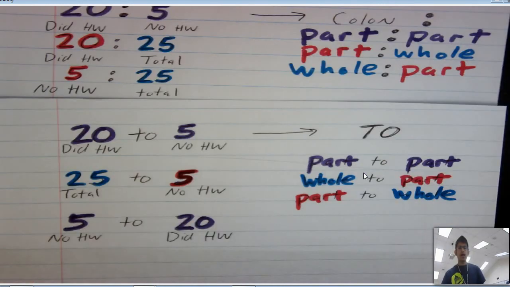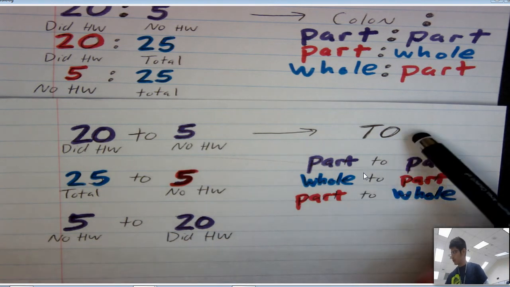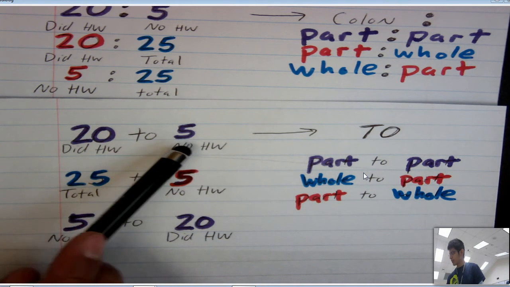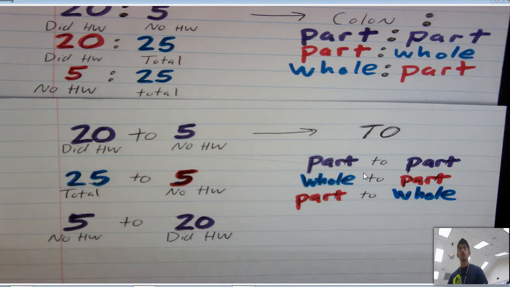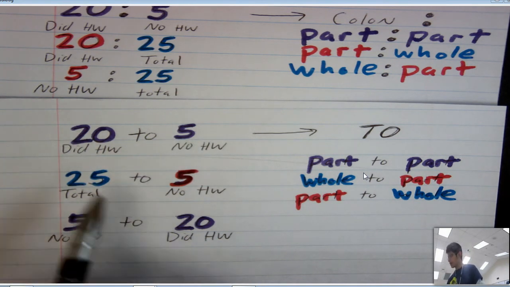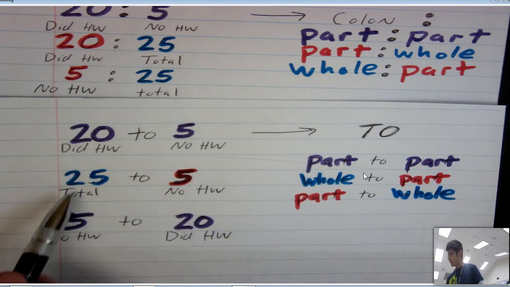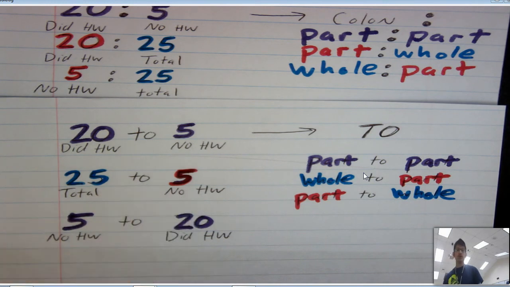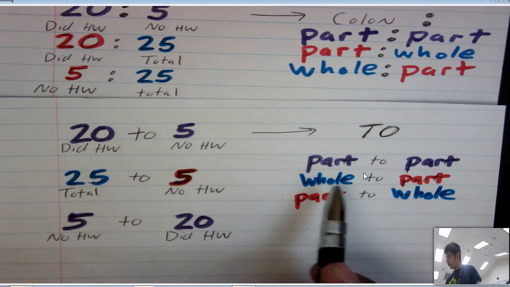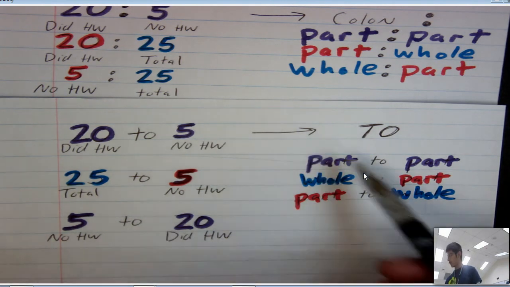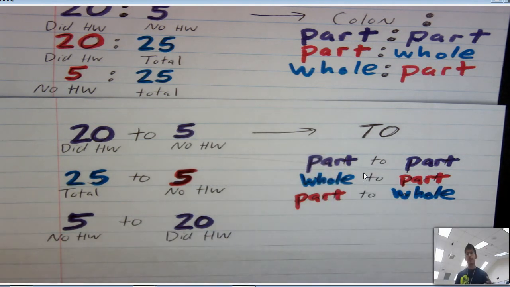All right, guys, and the last way to write a ratio is to use the word to. So you could say 20 kids did homework to 5 kids who did not do homework. That would be a part to a part. Or you can use the whole class, 25 total kids to 5 kids who did not do homework. So you could do a whole to a part, or again you could do the other opposite end of the part to a part. This is 5 did not do homework to 20 did do homework, so that's also a part to part.